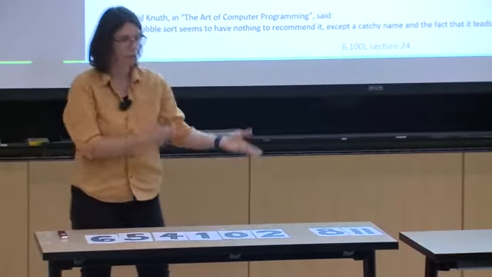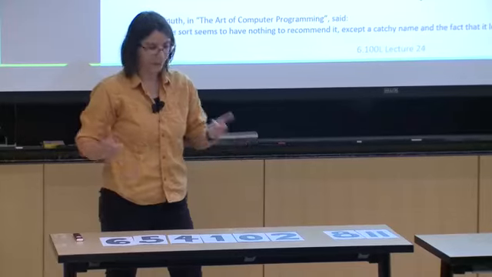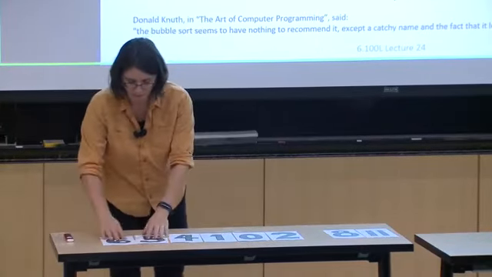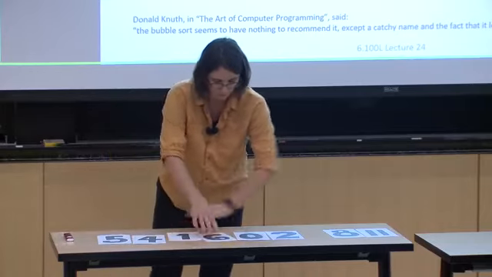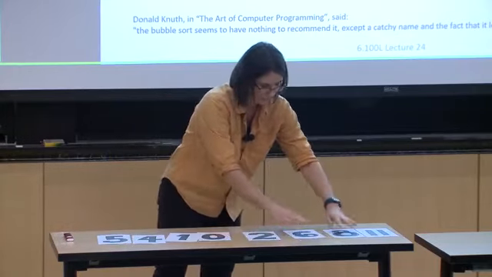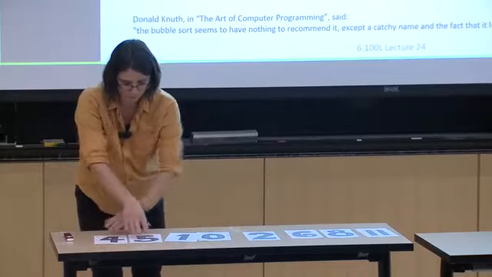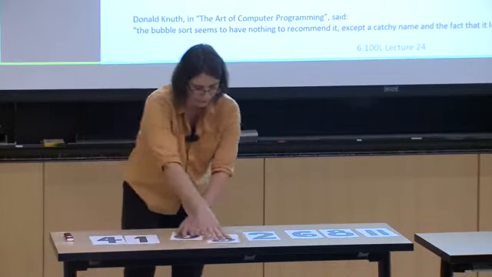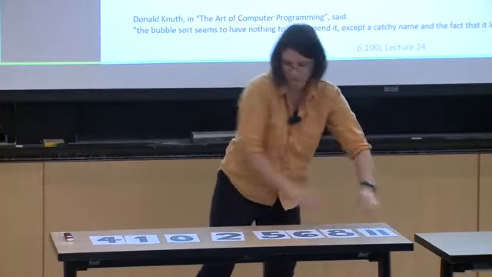I'm going to have to go again because I did one swap last time, so again, I'm going to compare these two. I need to swap them. These two, I need to swap them. These two, I need to swap them, and these are in order, and these are in order. Okay? Again, 5 and the 4 needs to swap, 5 and the 1 needs to swap, 5 and the 0 needs to swap, 5 and the 2 needs to swap. These are in order, these are in order, these are in order.